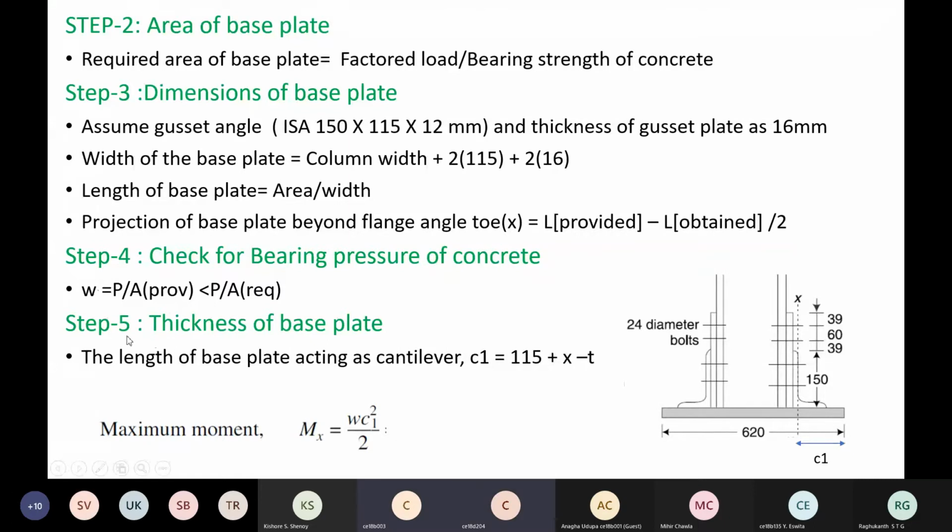Okay, now we'll move to the next step. We'll determine the thickness of the base plate. Here, this part will act as a cantilever. We have to calculate the moment acting at the x-x axis. This will be the distance, which is nothing but C1. You calculate C1: here this is a total of 115 mm, right? We have to neglect the angle thickness. So this total 115 plus this projection of 4 mm minus the angle thickness will give C1. So what is the value of C1?